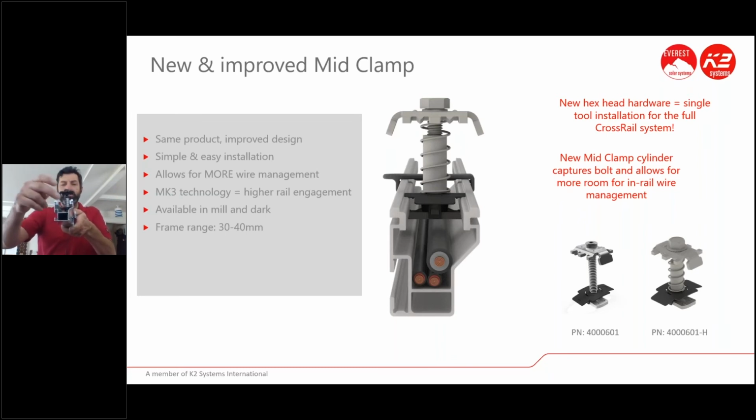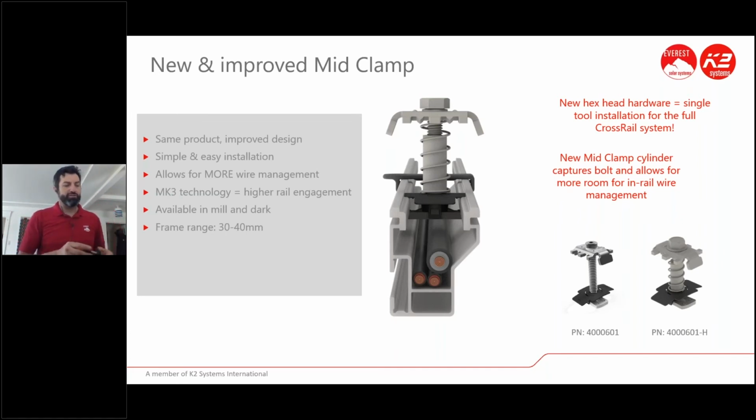And obviously we have different rail channels. You saw 44, 48, and 80. They have different depths. But this is our new universal mid clamp that is coming into play with this whole system improvement. So I try to put side by side there in your slide.